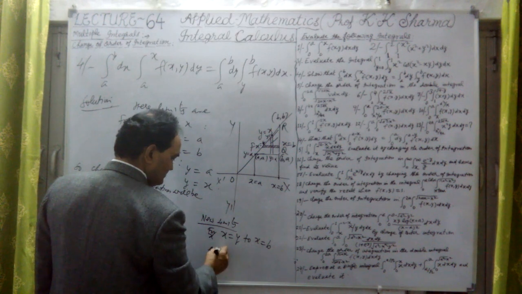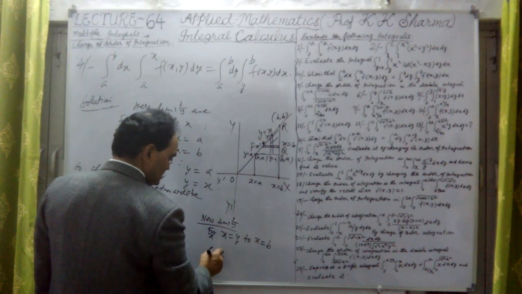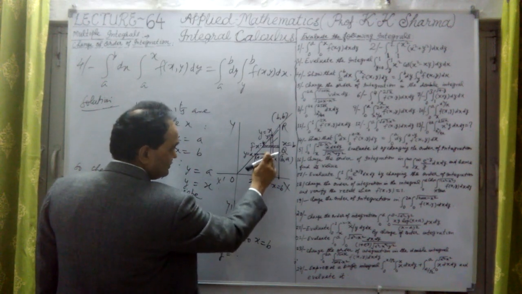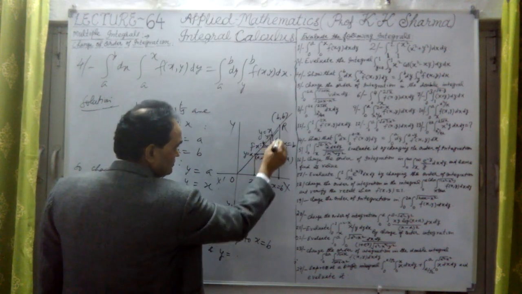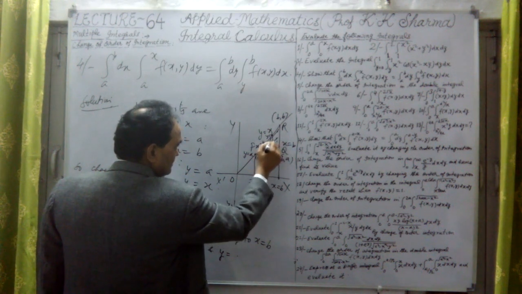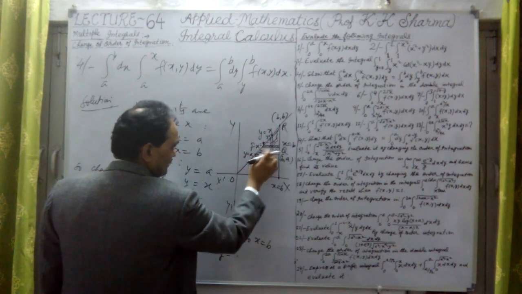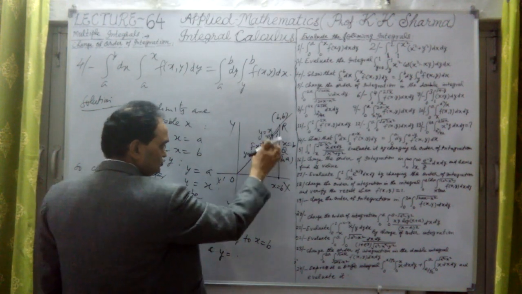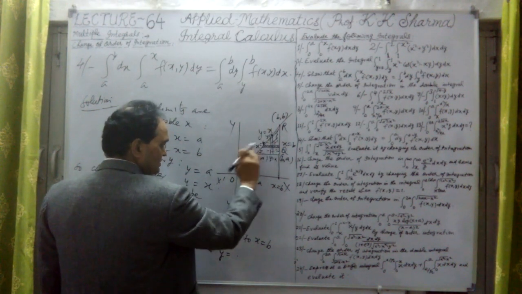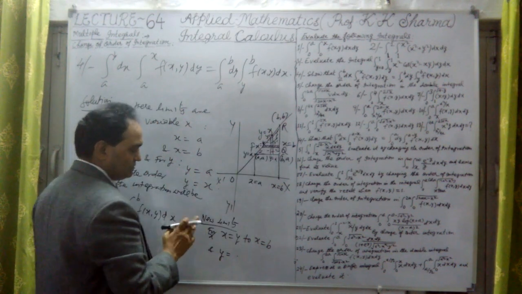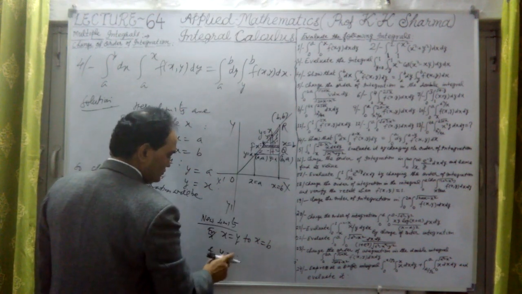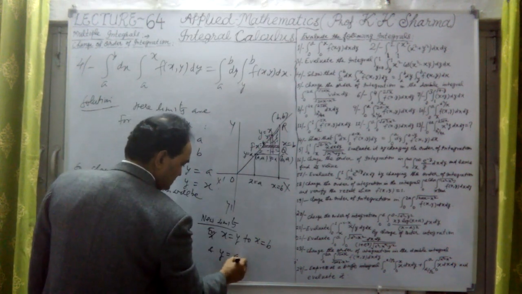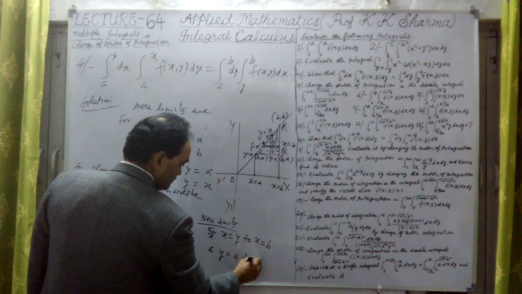And for y, y is equal to a, lower limit is here, y equal to a at this point. For this region only we have to find out. Only in this region, which is this triangular region PQR. From that only, the strips are parallel to the x-axis, and there we have to find out the limits. y equal to a to y equal to b.